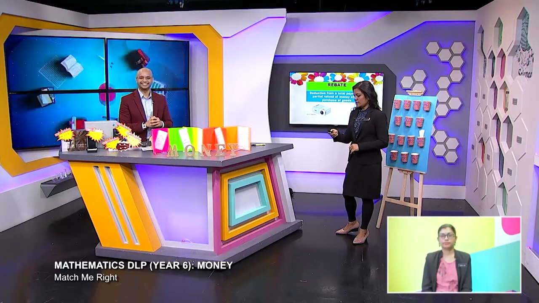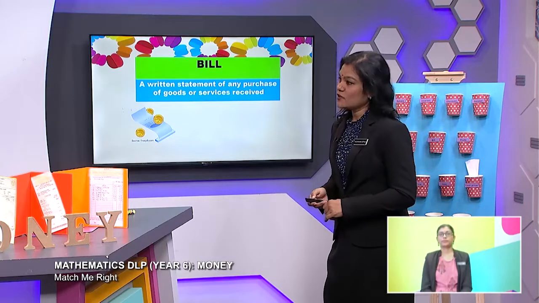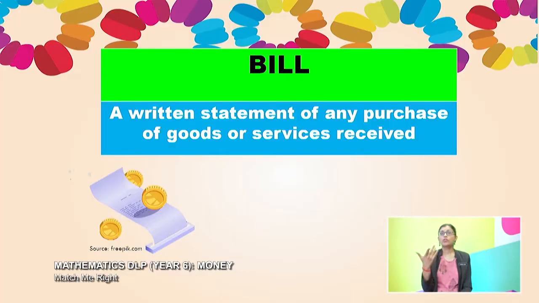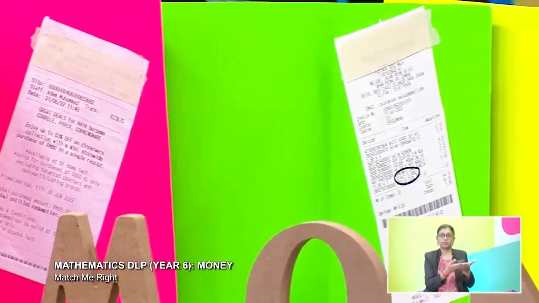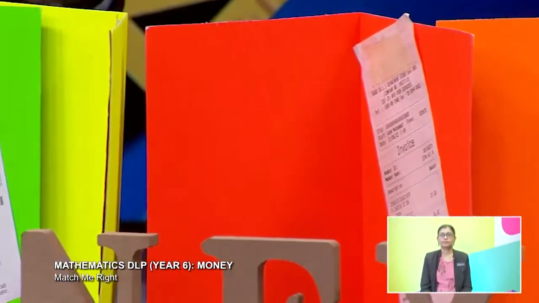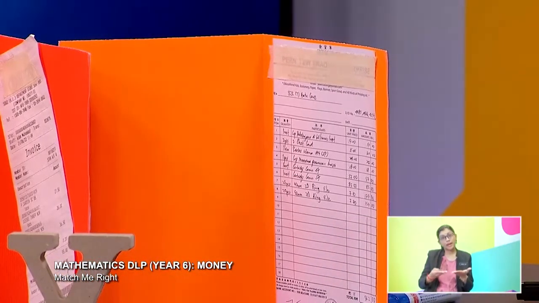Okay? Next, bill. What is bill? This bill is categorized under documents. A bill is a written statement of any purchase of goods or services received. You can see the examples here. And receipt? Receipt is an evidence of payment made, right? Where can you normally get the receipt? Normally, after I make a payment, for example during a sale in a supermarket or a shopping complex when I purchase a shirt, after I've paid for the shirt, I will receive this small piece of paper, and I think that is a receipt. Is that correct? Yes, you are right.